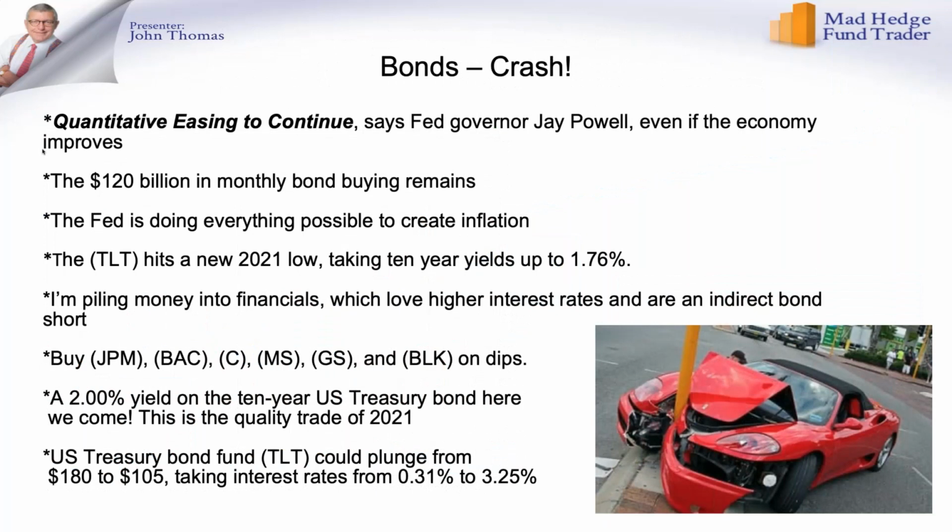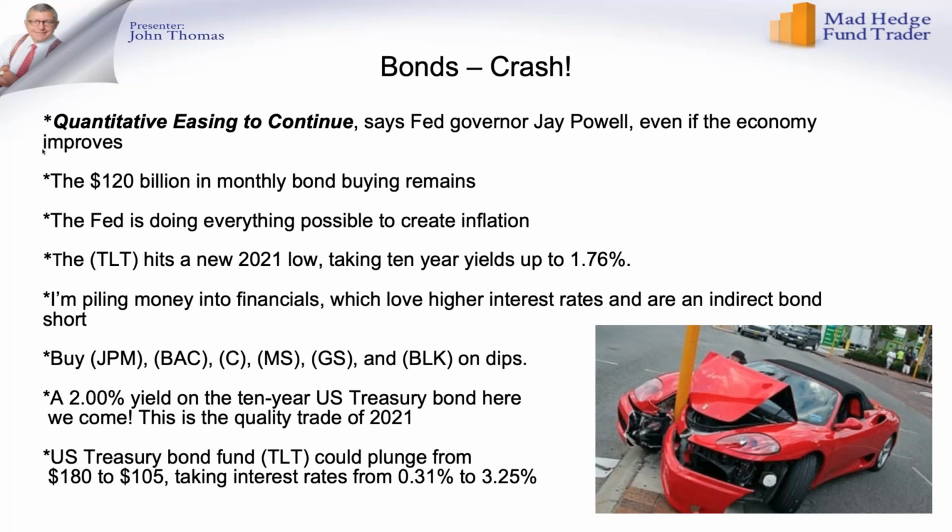Bonds are crashing and will continue to crash, and we actually have a 2.5-point rally today, which is the perfect place to sell into. Quantitative easing will continue, says Fed Governor Jay Powell, even if the economy improves. The $120 billion a month in bond buying remains. Fed is doing everything possible to create inflation, but they're failing. TLT hit a new low with yields at 1.76.